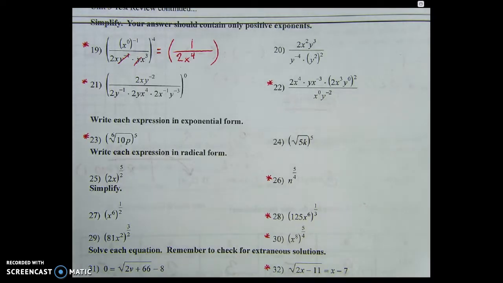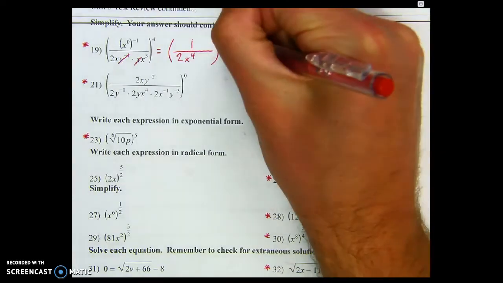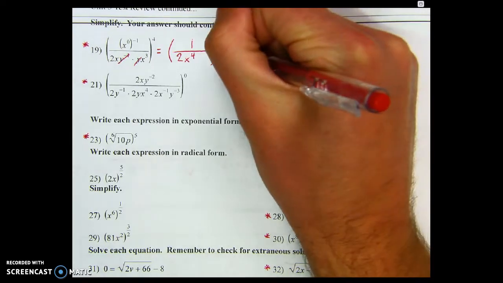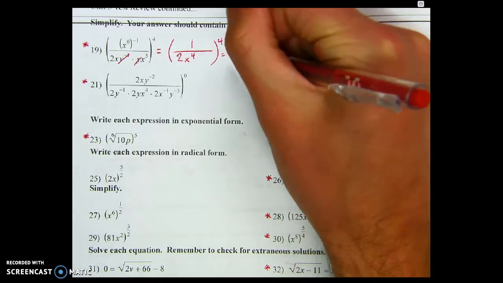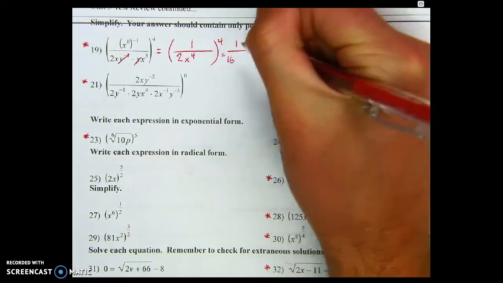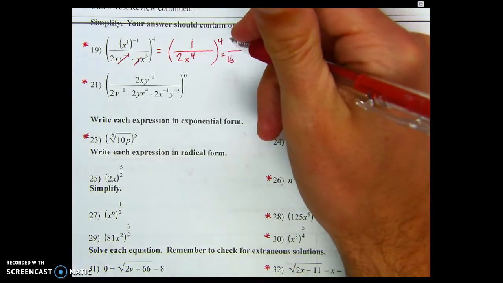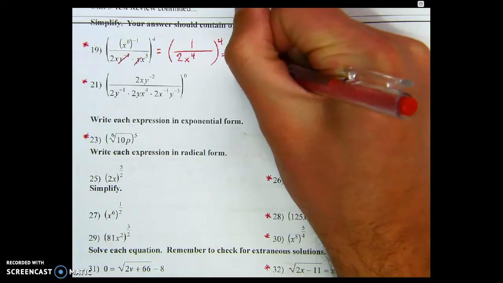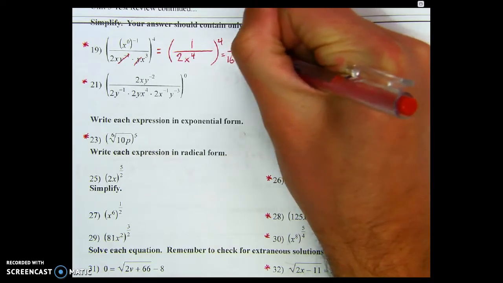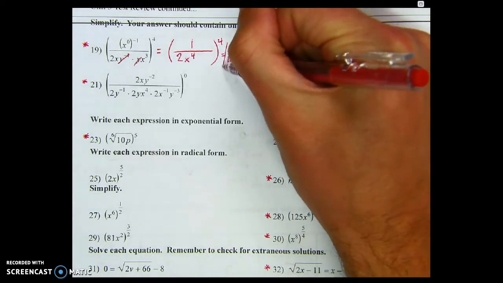Okay, so if I take this whole thing and raise it to the power of 4, I'm going to be left with 1 to the fourth, which is still 1, over 2 to the fourth, which is 16, and x to the fourth raised to the power of 4 is actually x to the power of 16. Okay, and that's the answer for number 19.